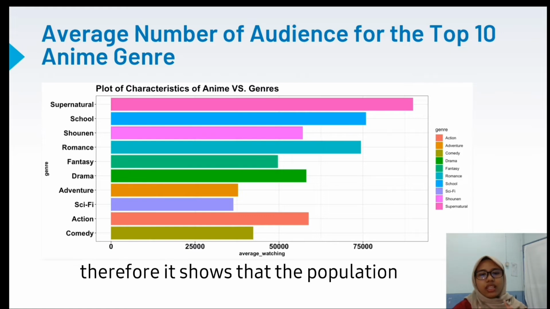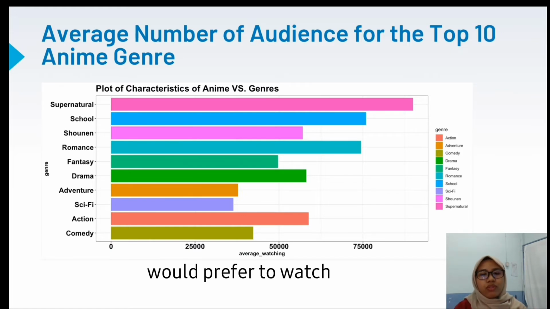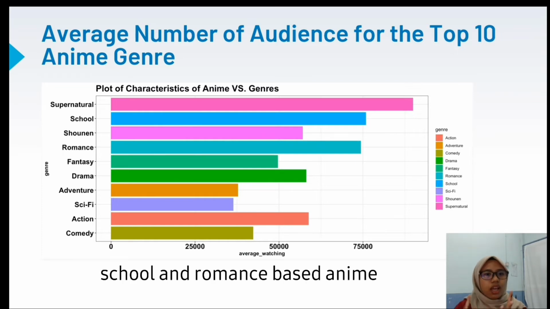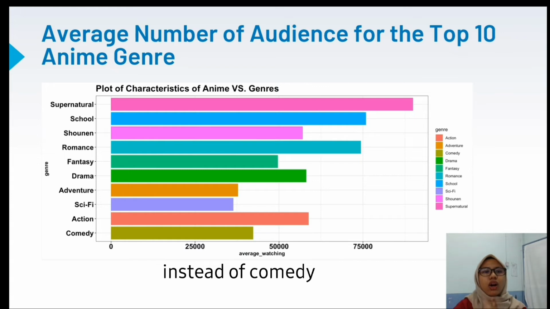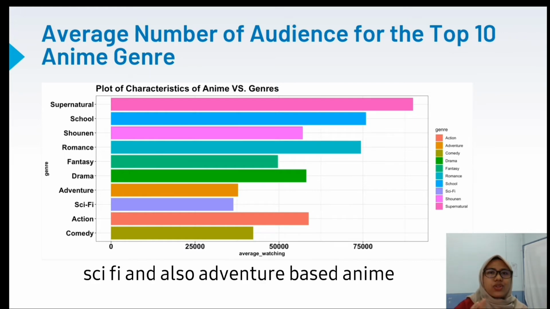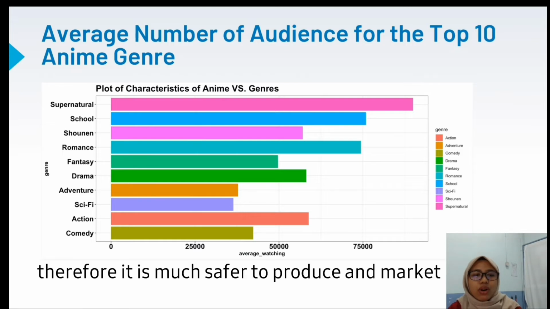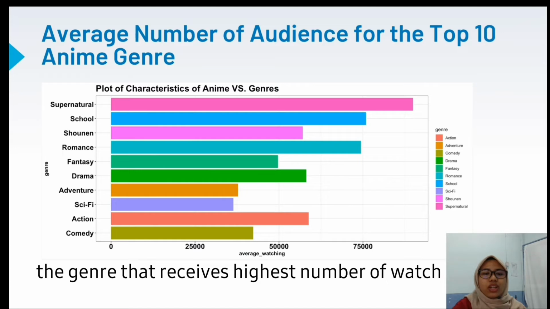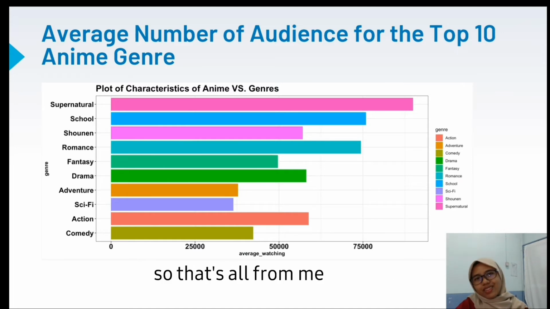Therefore, it shows that the population would prefer to watch supernatural, school, and romance-based anime instead of comedy, sci-fi, and also adventure-based anime. Therefore, it is much safer to produce and market the genre that receives highest number of watch. So that's all from me.